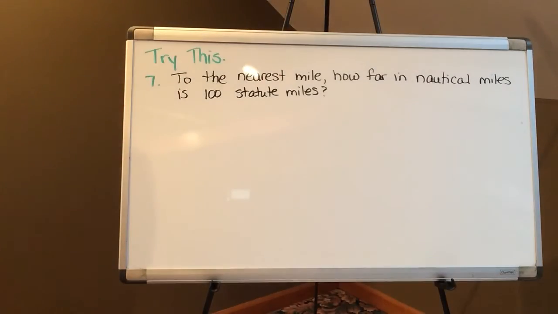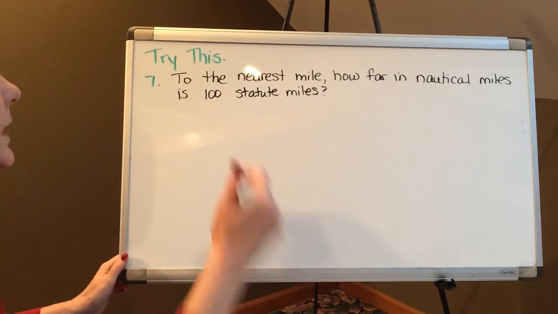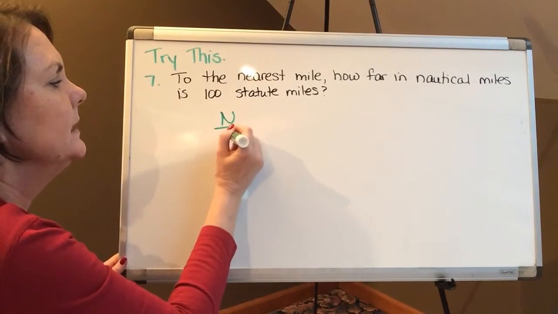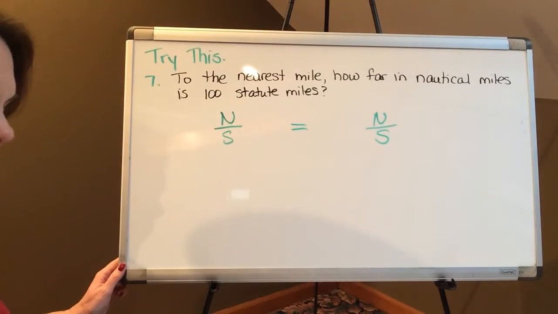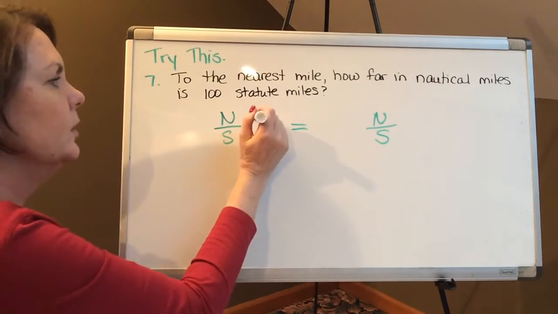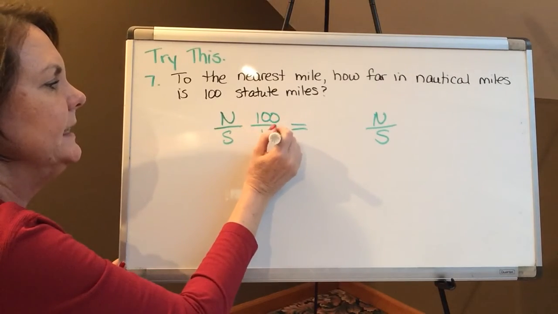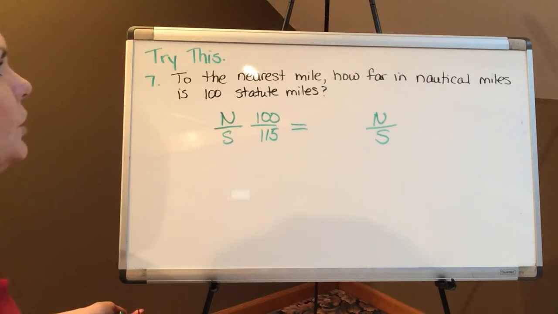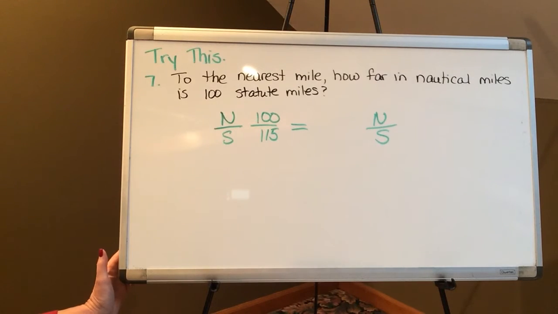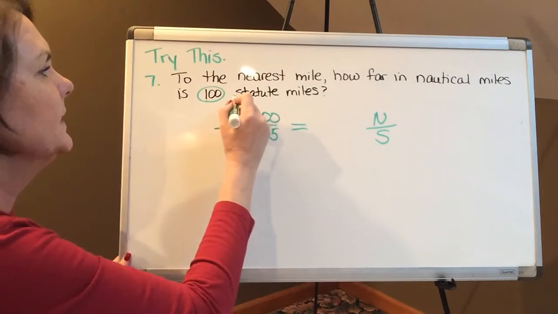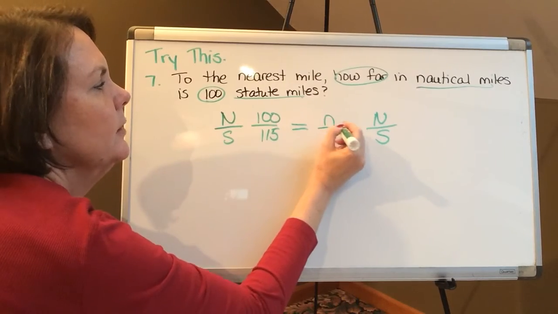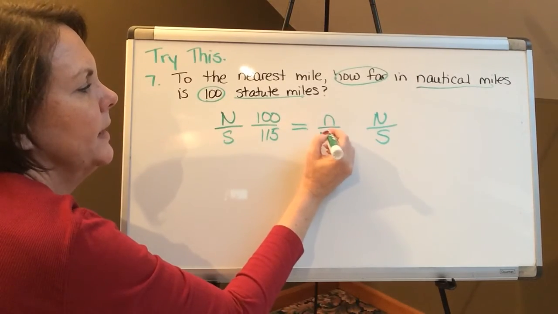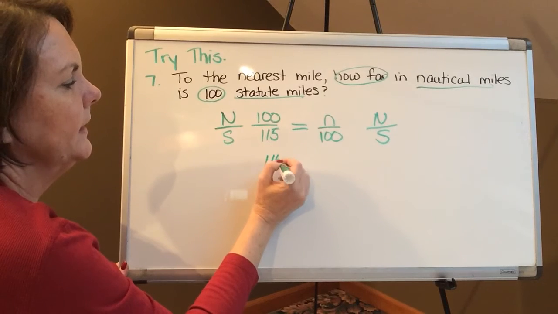Let's try this. Number 7, to the nearest mile, how far in nautical miles is 100 statute miles? So again, we were looking at nautical, and I'm even just going to use n to statute, and I'll do the same thing over here, nautical to statute, and I put my equal sign in the middle. And if you remember, they told you that 100 nautical miles is 115 statute miles. So that's your ratio there. So to the nearest mile, how far in nautical miles is 100 statute? So we're looking for how far in nautical miles. So here's my variable is 100. We know statute miles goes here. And we cross multiply again.